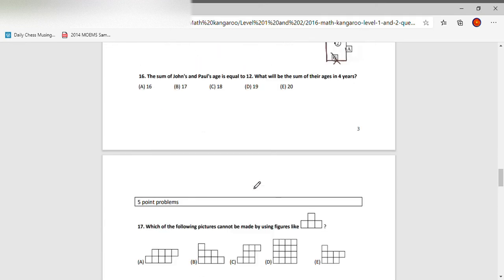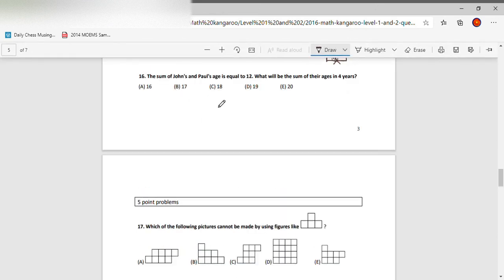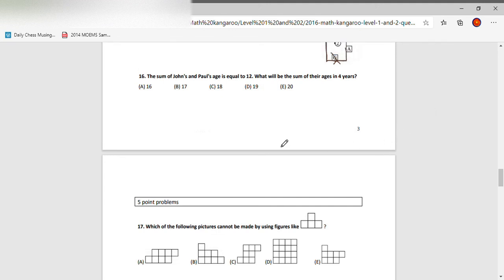So on to number 16. The sum of John's and Paul's age is equal to 12. What will be the sum of their ages in 4 years? So there's two boys, boy number 1, boy number 2. That means they're each going to grow 4. So they're each going to grow 4 years, meaning since there's two boys, 4 times 2 equaling 8. And right now, the sum is 12. So we add 8 to 12 to get the answer for number 16 as E.